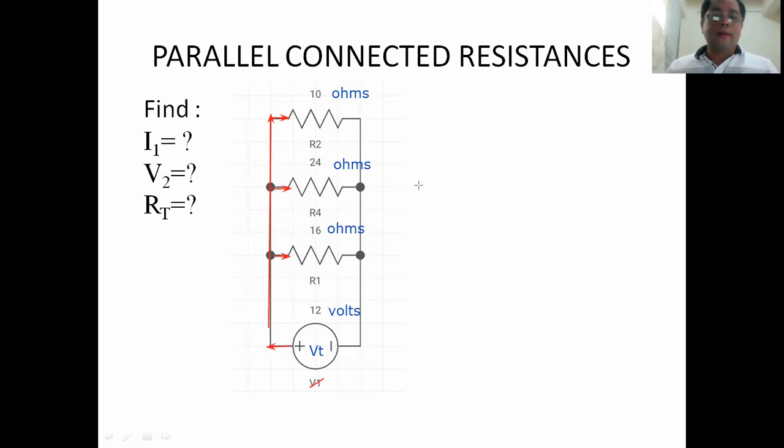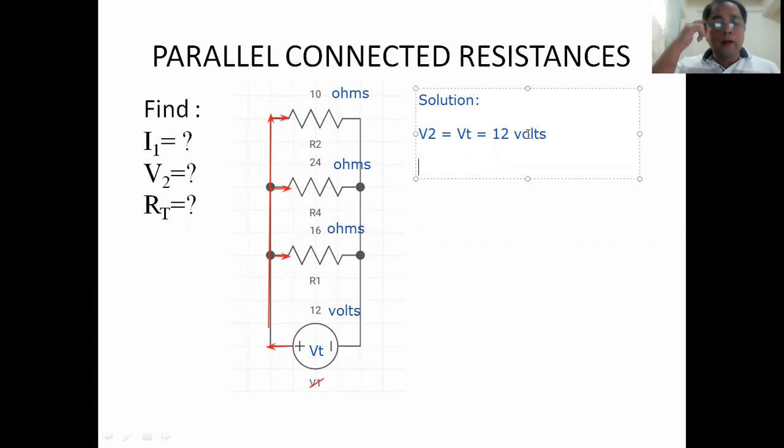Now, what is noticeable in our parallel connection is, in our solution, the first one that we can solve is our V sub 2. Why V sub 2? Because V sub 2 is equal to V total. So any device that we connect in parallel, their voltages are all equal. So therefore, V2 must be equivalent to 12 volts as well. We did not solve that anymore because we know by principle that that's equal to 12 volts.